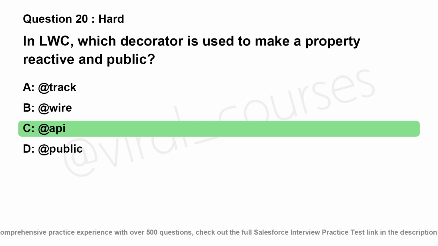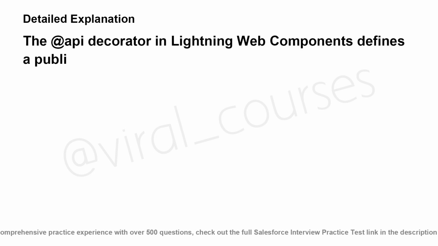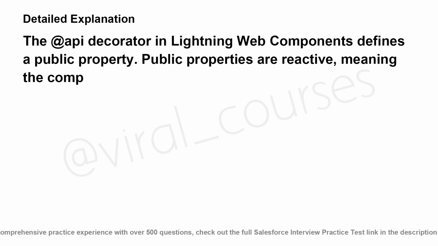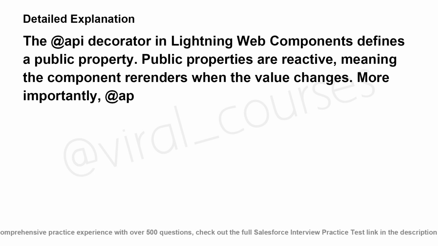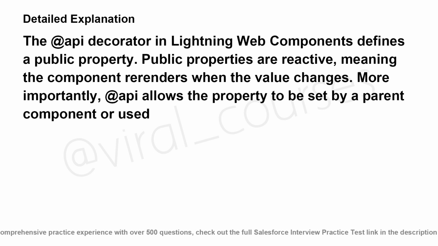The correct answer is C. The API decorator in Lightning Web Components defines a public property. Public properties are reactive, meaning the component re-renders when the value changes. More importantly, @api allows the property to be set by a parent component or used in the Lightning App Builder.